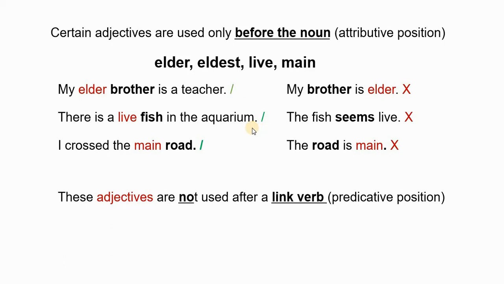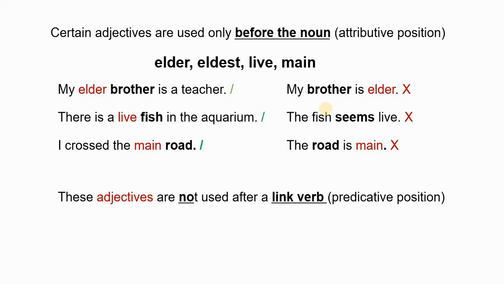There's a live fish in the aquarium. I crossed the main road. Alright? So, in all of these cases, the adjective can only be used before the nouns. These adjectives here, guys, are not used after a link verb, predicative position.